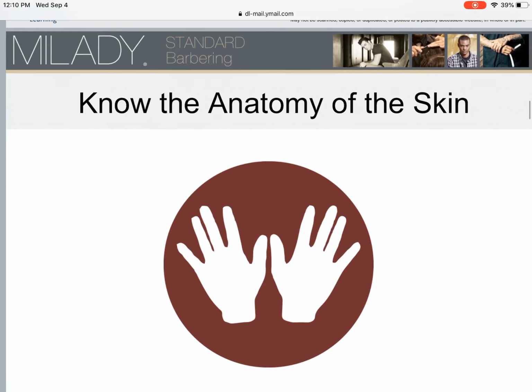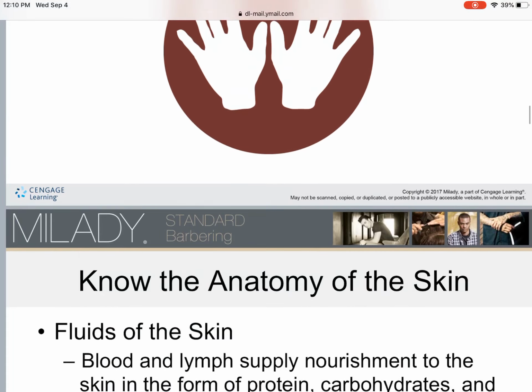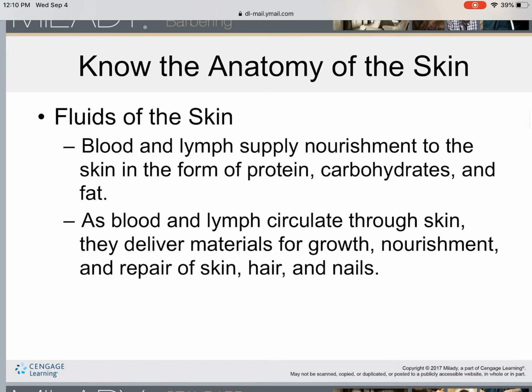Okay, let's move on. Please, the anatomy of the skin is important. You have charts on pages 223 and 224. Review them. Get familiar with the anatomy of the skin, because a big portion of your tests will contain some information in regards to that.